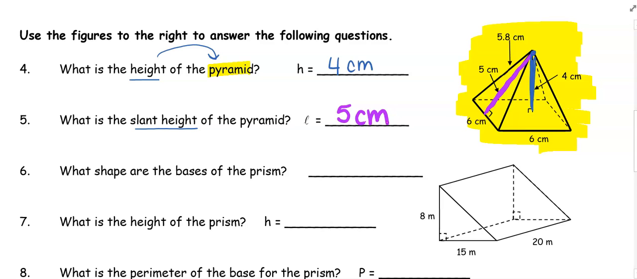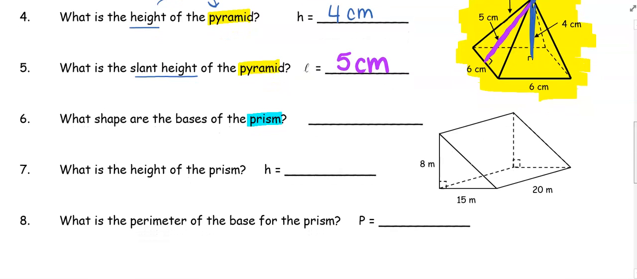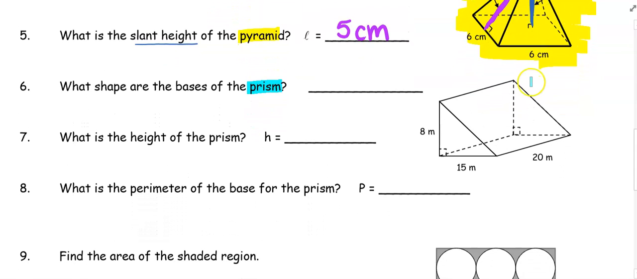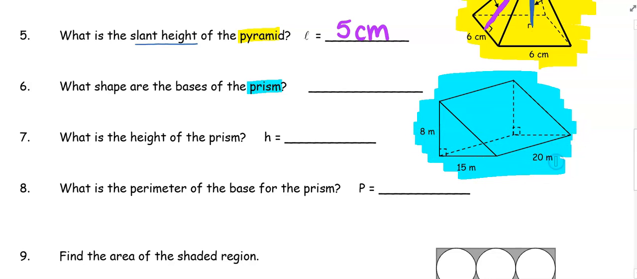What shape are the bases of the prism? So we're switching shapes here. The last 2 had to do with the pyramid. Now we're here in the prism. This is the prism. And remember, the base of the prism is the non-rectangular side. So if I look at this, the shape of my base is a triangle. It's the non-rectangular side.